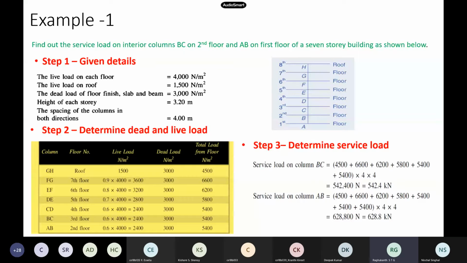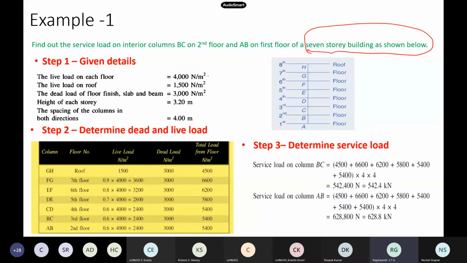So this is just a design example I'm showing you here. This example is available in Duggal's book or several textbooks also. To have clarity, this is a typical building, something like a 7-story building. Now we have to calculate the imposed load and other things. So now these are the details.